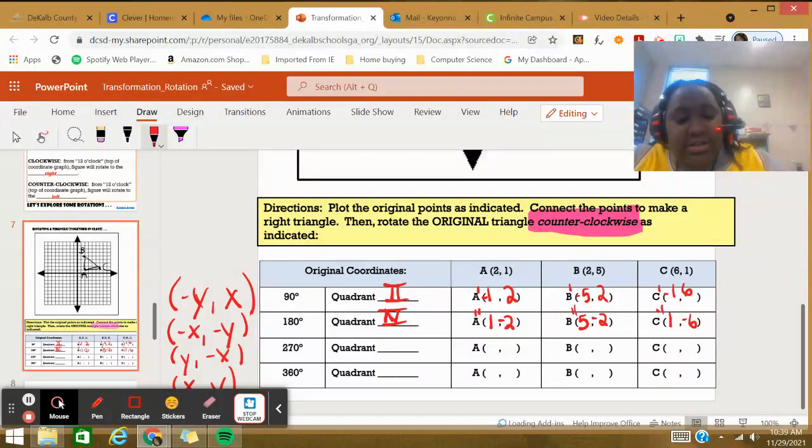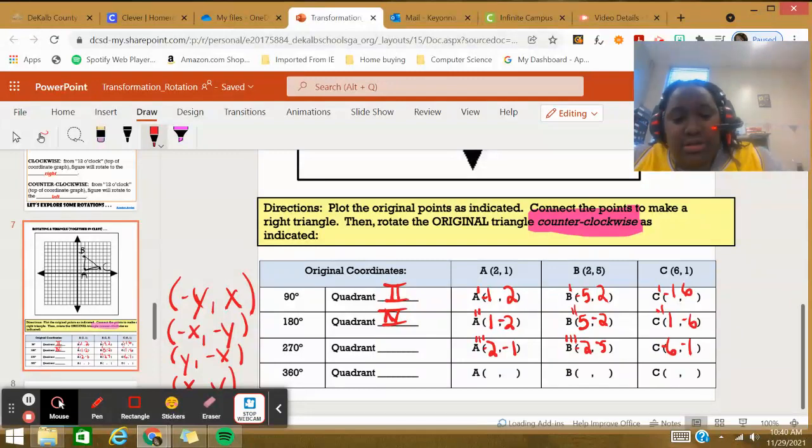270 says y to negative x, which means that you're going to change x and switch positions with x and y. So my x is positive. I'm going to make it negative, and then I'm going to switch them. So in this one, I'm going to get (-2, -1). And this would be A triple prime. Okay. B triple prime will be, again, we're changing x and switching positions. It'll be (-2, -5). And then finally, C will be (-6, -1).